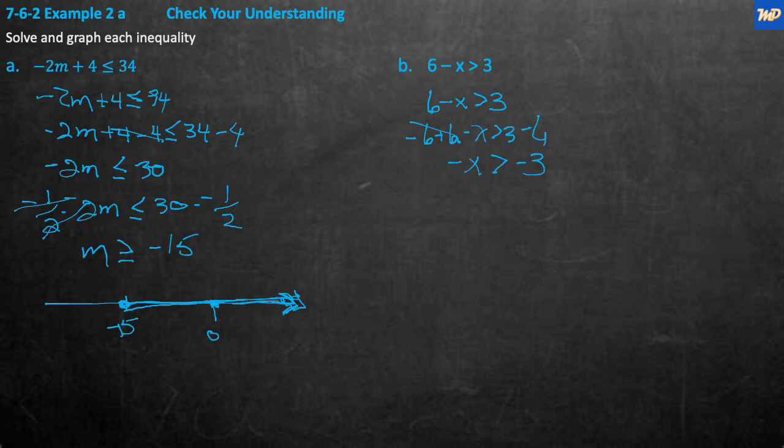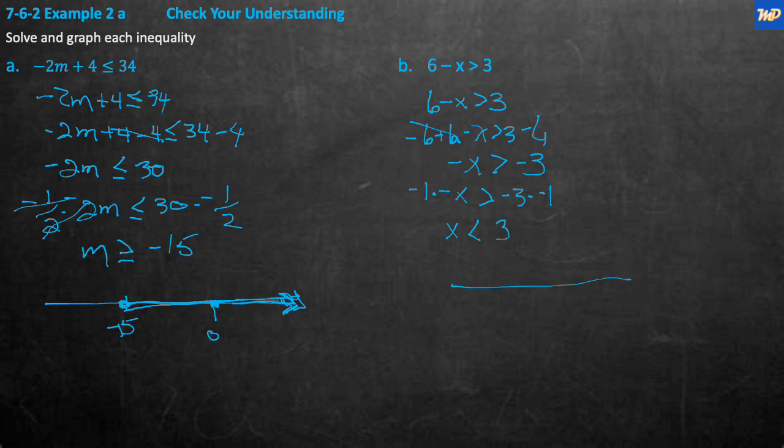So we're going to go ahead and multiply by a negative 1. Negative 1 times negative x is greater than negative 3 times negative 1. When we look at it, we have to flip this sign because we're multiplying by a negative number. So now we have x is less than minus 3 times minus 1, which is 3.